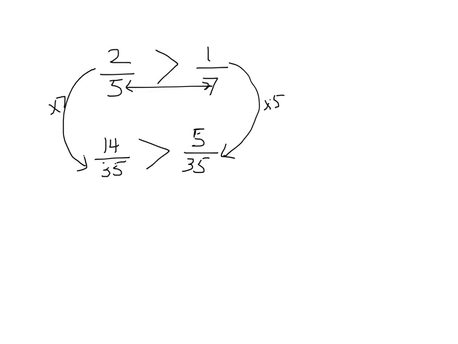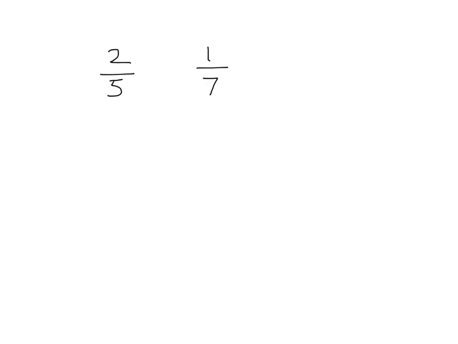I could have also done it the way where remember we always go up, where I go this way, and I say 5 times 1 is 5, and 7 times 2 is 14. And I know 14 is bigger than 5, so I know 2/5 is bigger than 1/7.